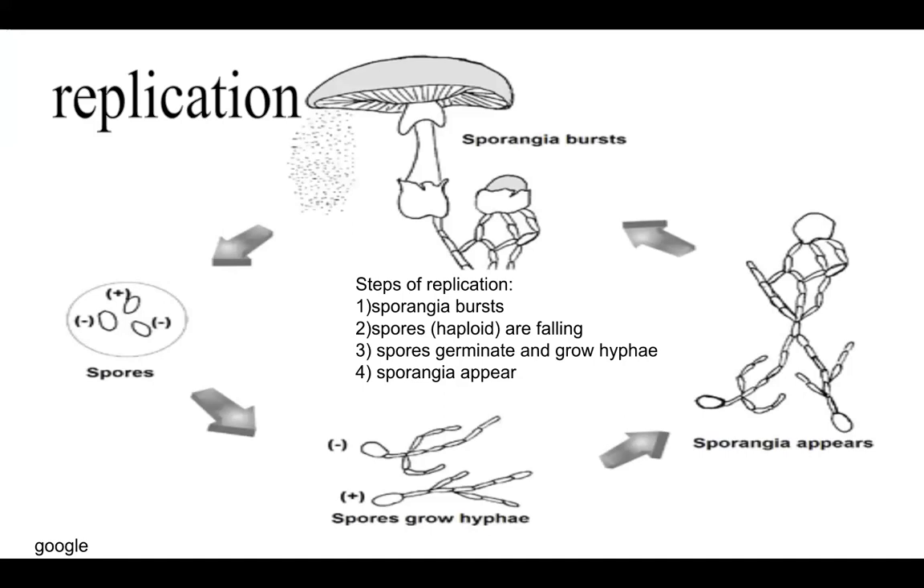Fungus can go through asexual and sexual reproduction. The steps of replication in fungus are spores, the sporangia bursts, which release spores that are haploid, and in the right conditions, spores can germinate and grow hyphae, and the sporangia appear, and it will go again into the cycle, making a fungi.